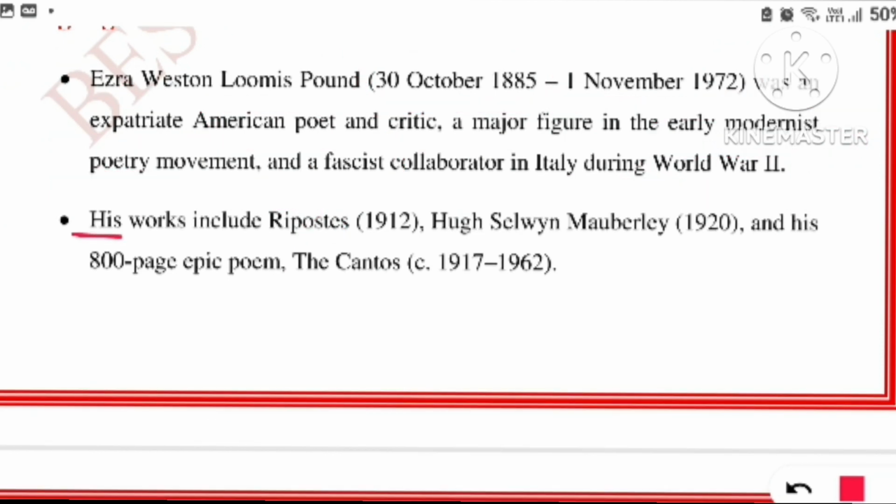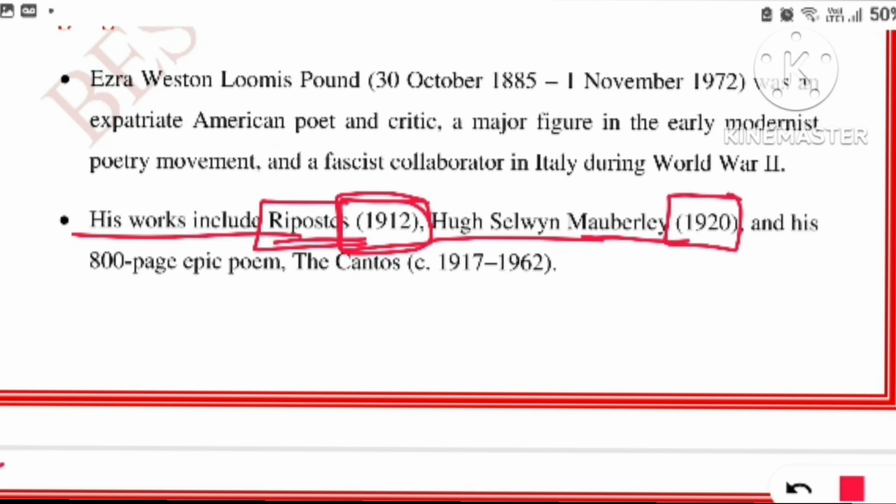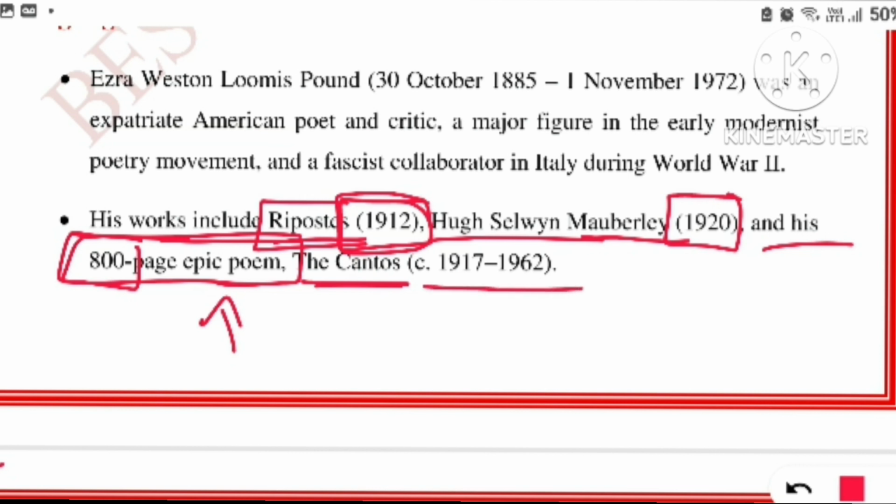Highlighter 2. His works include Ripostes, which was published in the year 1912. Please remember, Ripostes in the year 1912. Next, Hugh Selwyn Mauberley, which was published in the year 1920. And his 800-page epic poem. Please remember this 800 pages. We feel difficulty in writing a simple poem, but Ezra Pound wrote an 800-page epic poem, the Cantos, between 1917 to 1962. During this time frame, he completed the Cantos, which was of 800 pages.